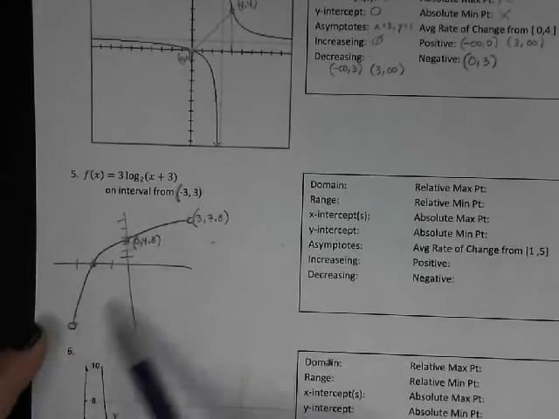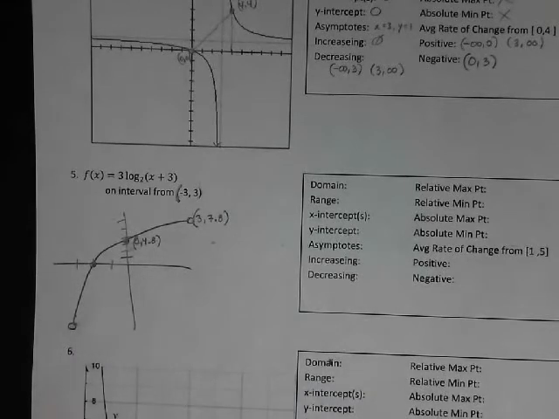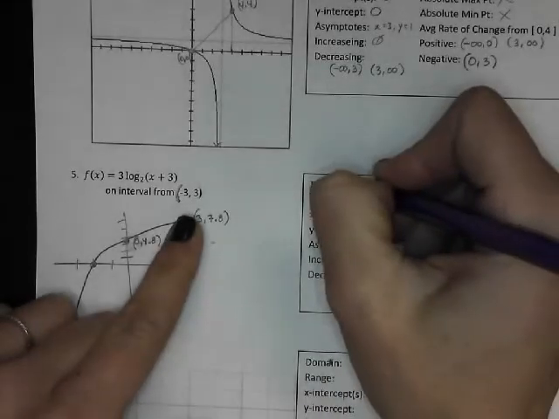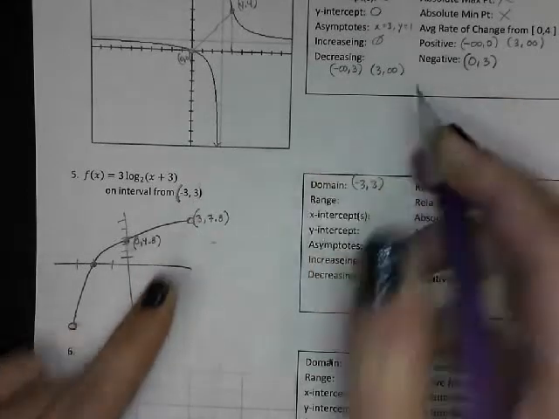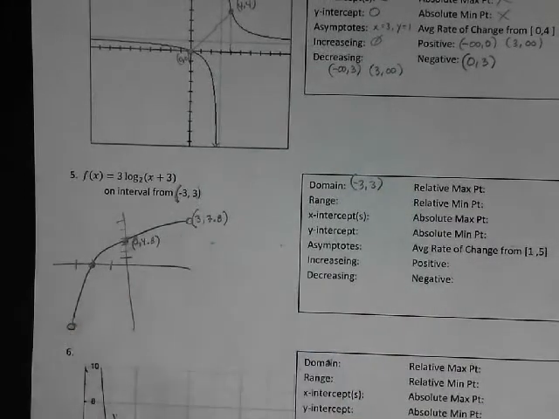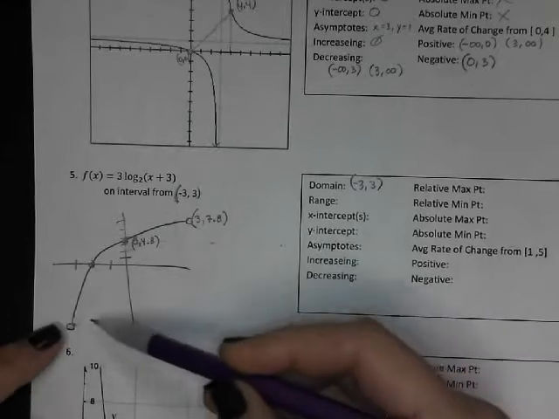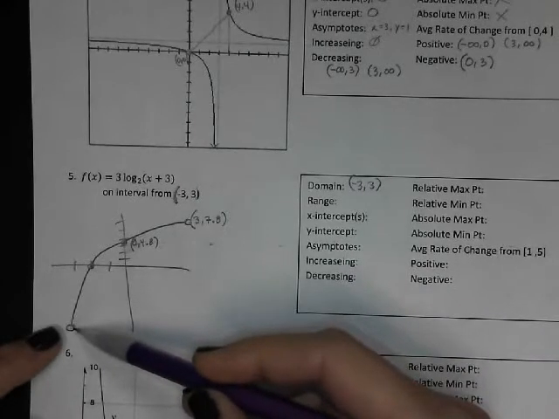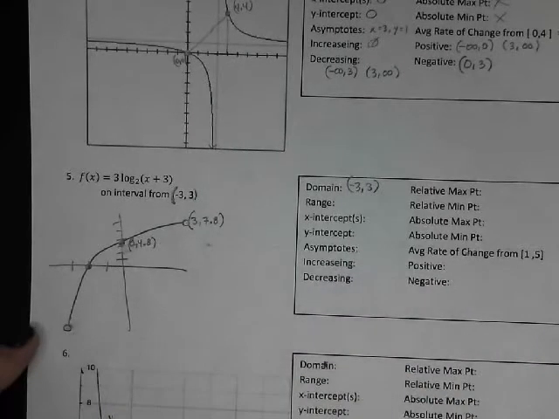So, this is interesting because we have open circles. We haven't really looked at that yet. So our domain is negative 3 to 3, because that's all they're allowing. The range, how low does this go?